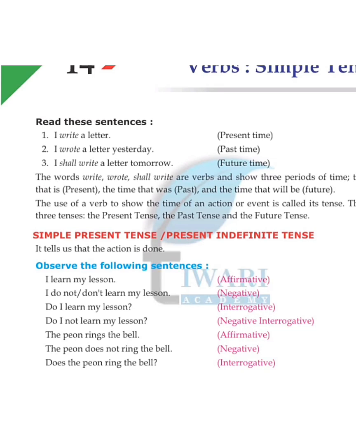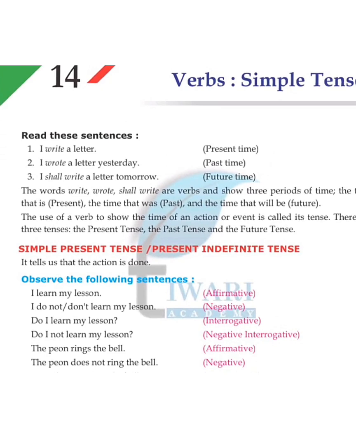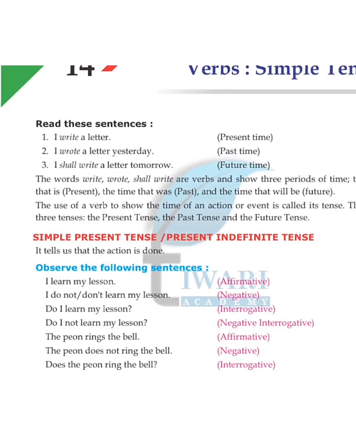I wrote a letter yesterday. This is past time. So it's past indefinite. This tense belongs to past indefinite, that means simple past. I shall write a letter tomorrow. That means मैं कल एक पत्र लिखूंगा. That is future time. It represents the future. Okay, so it's future indefinite.